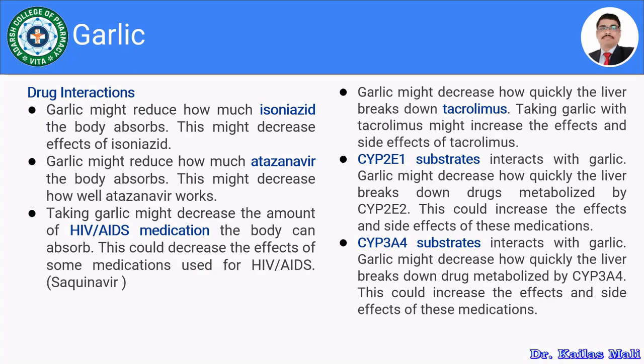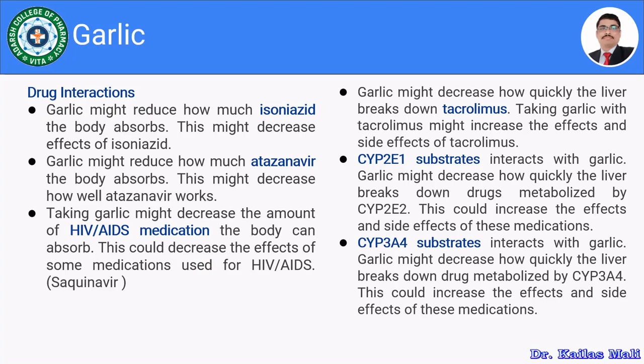Then the next things are related with CYP2E1 and CYP3A4 substrates. CYP2E1 substrates interact with garlic. Garlic might decrease how quickly the liver breaks down drugs metabolized by CYP2E1. So this could increase the effects and side effects of these medications. And the next one, CYP3A4 substrates, interact with garlic, and garlic might decrease how quickly the liver breaks down drugs metabolized by CYP3A4. So this could increase the effects and side effects of these medications.